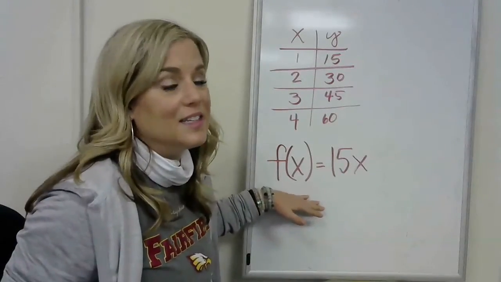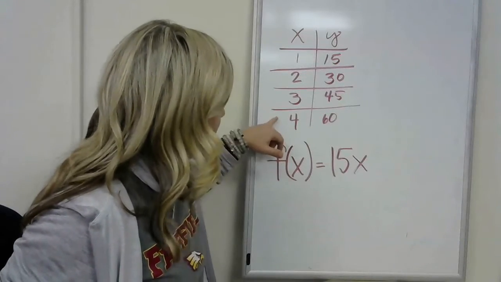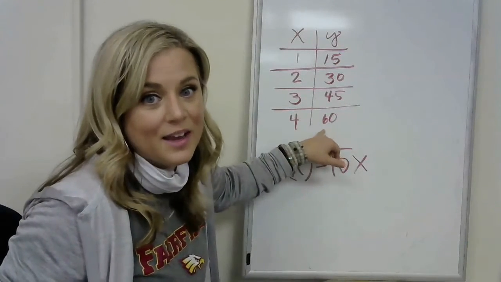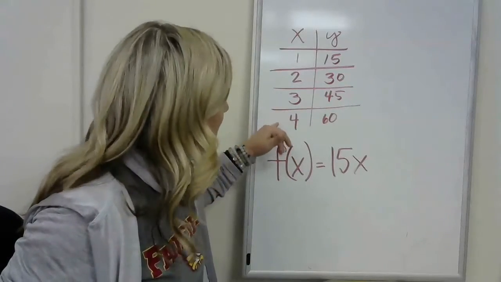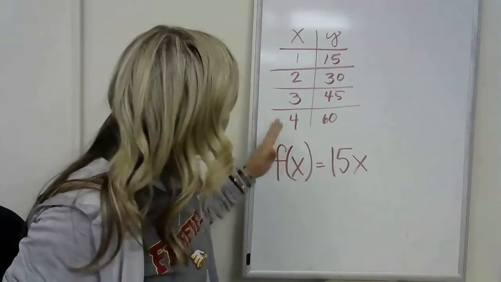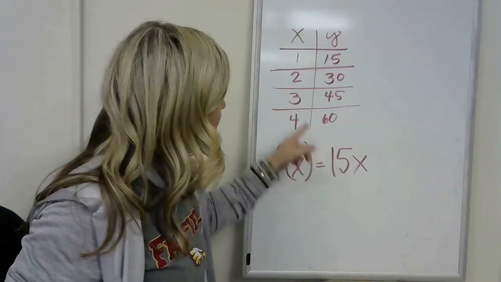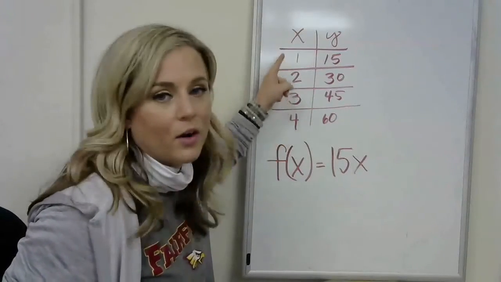So what it's saying is the function of x, the function, which is y, okay, because whatever you plug in for x, whatever you plug in for x will give you your y, basically. So it's saying the function of x is equal to 15 times whatever you plug in over here, okay?